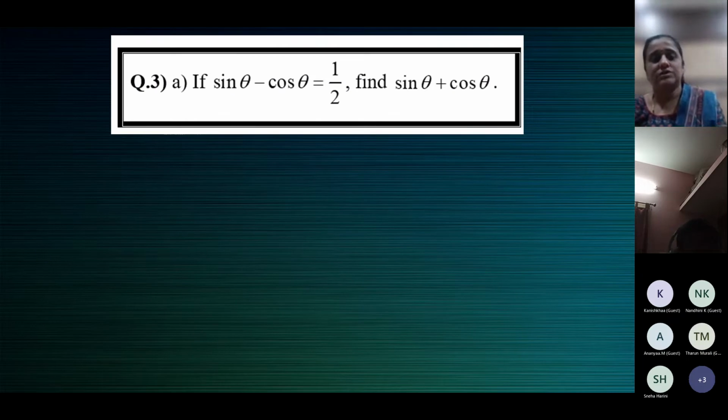This is the third one. If sine theta minus cos theta is equal to 1 by 2, find sine theta plus cos theta.